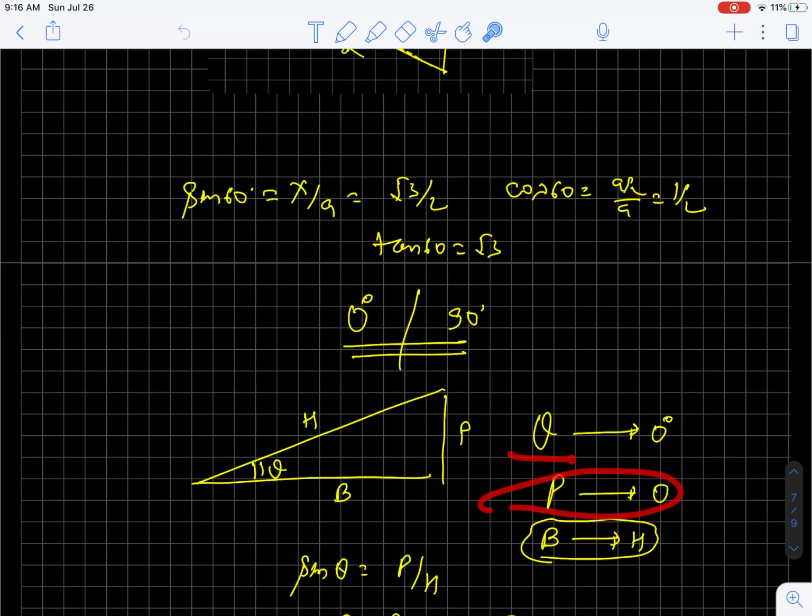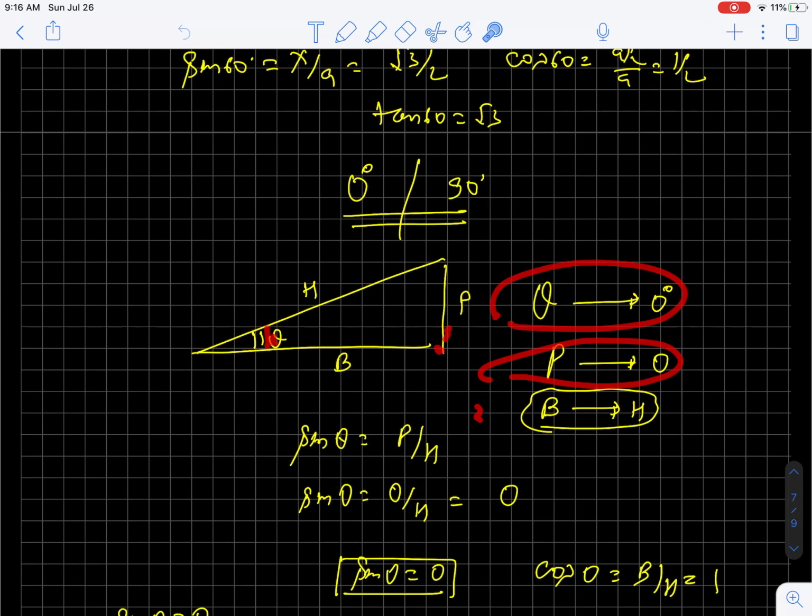As the perpendicular tends towards 0, theta tends toward 0 degrees. Okay, as the perpendicular decreases, theta also decreases. Then, sin theta is perpendicular divided by hypotenuse. Sin 0 will be equal to 0 divided by h, because at 0 degrees the perpendicular becomes 0. So sin 0 is equal to 0 divided by h, which equals 0.